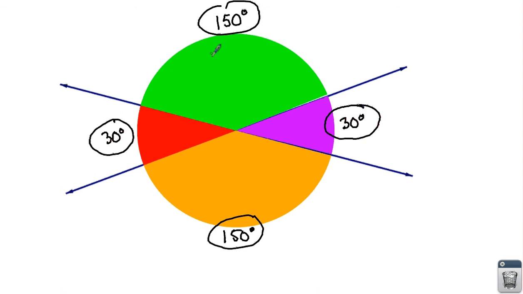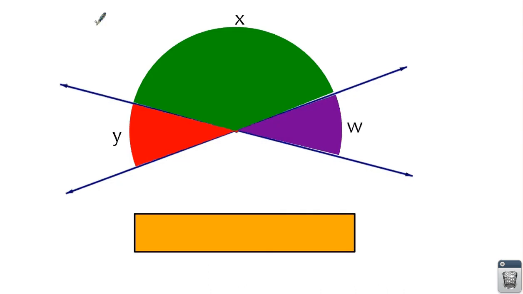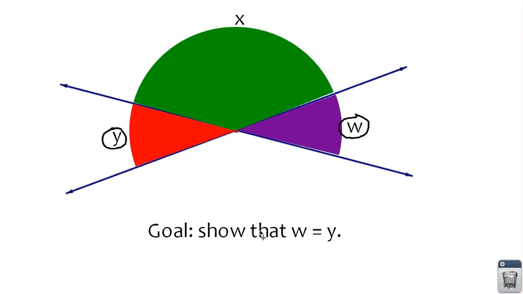In fact, let's try to prove that that's the case. When we're doing a proof, we can't choose a particular number because then we wouldn't know what's going on with all the other numbers. So we're going to have to use variables here and do a little bit of algebra. Let's get started. Okay, so I've labeled the purple angle W, the green angle is X, and the red angle is Y. Notice W and Y are vertical angles, and we'd like to prove they're congruent. So our goal is now to show that W is equal to Y.